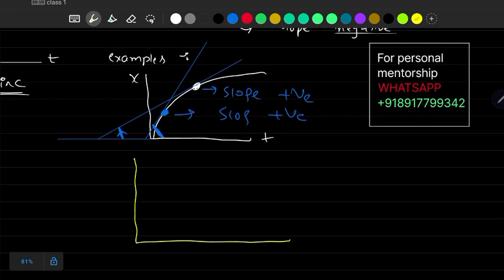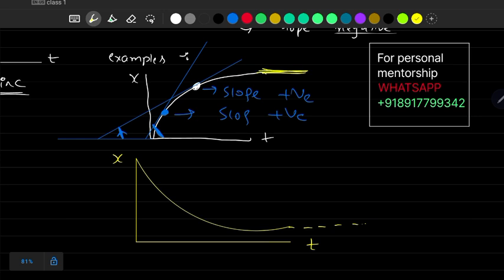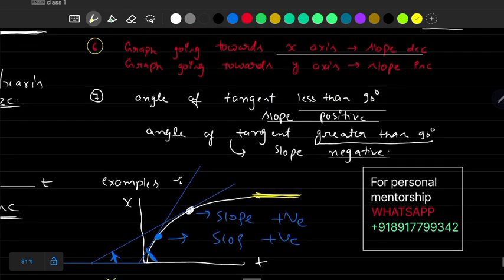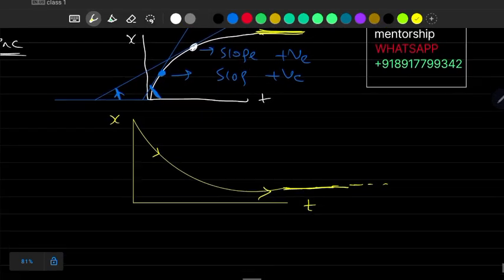If you look at a graph like this, again this is our xt graph. This is our graph. It's becoming flat. Where is it going? It's going towards the x-axis, right? If someone asks what about this graph, is slope increasing or decreasing, we know that this graph is becoming flat. It's going towards the x-axis, so slope is decreasing. In this graph also, it's becoming flat, going towards the x-axis. Now when it comes down, it means slope is decreasing, by this much theory. We know when it's going towards the x-axis, slope decreases.